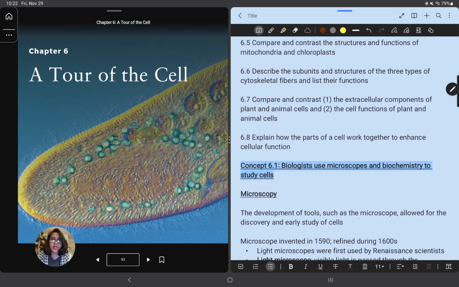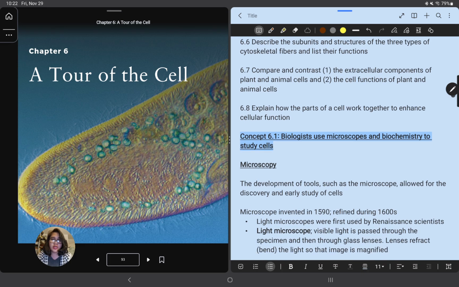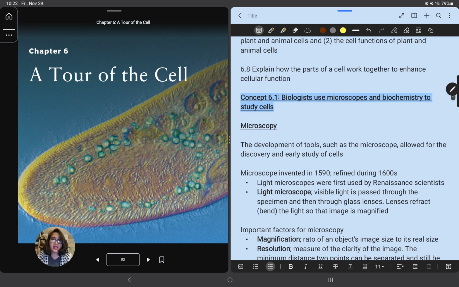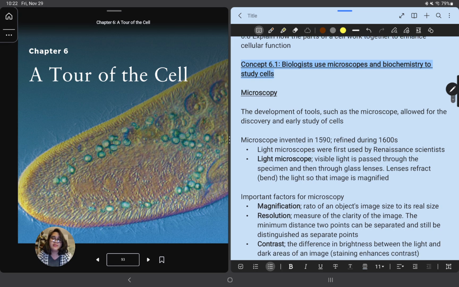Compare and contrast the structures and functions of mitochondria and chloroplasts. Describe the subunits and structures of the three types of cytoskeletal fibers and list their functions. Compare and contrast the extracellular components of plant and animal cells and the cell functions of plant and animal cells. And lastly, explain how the parts of a cell work together to enhance cellular function.